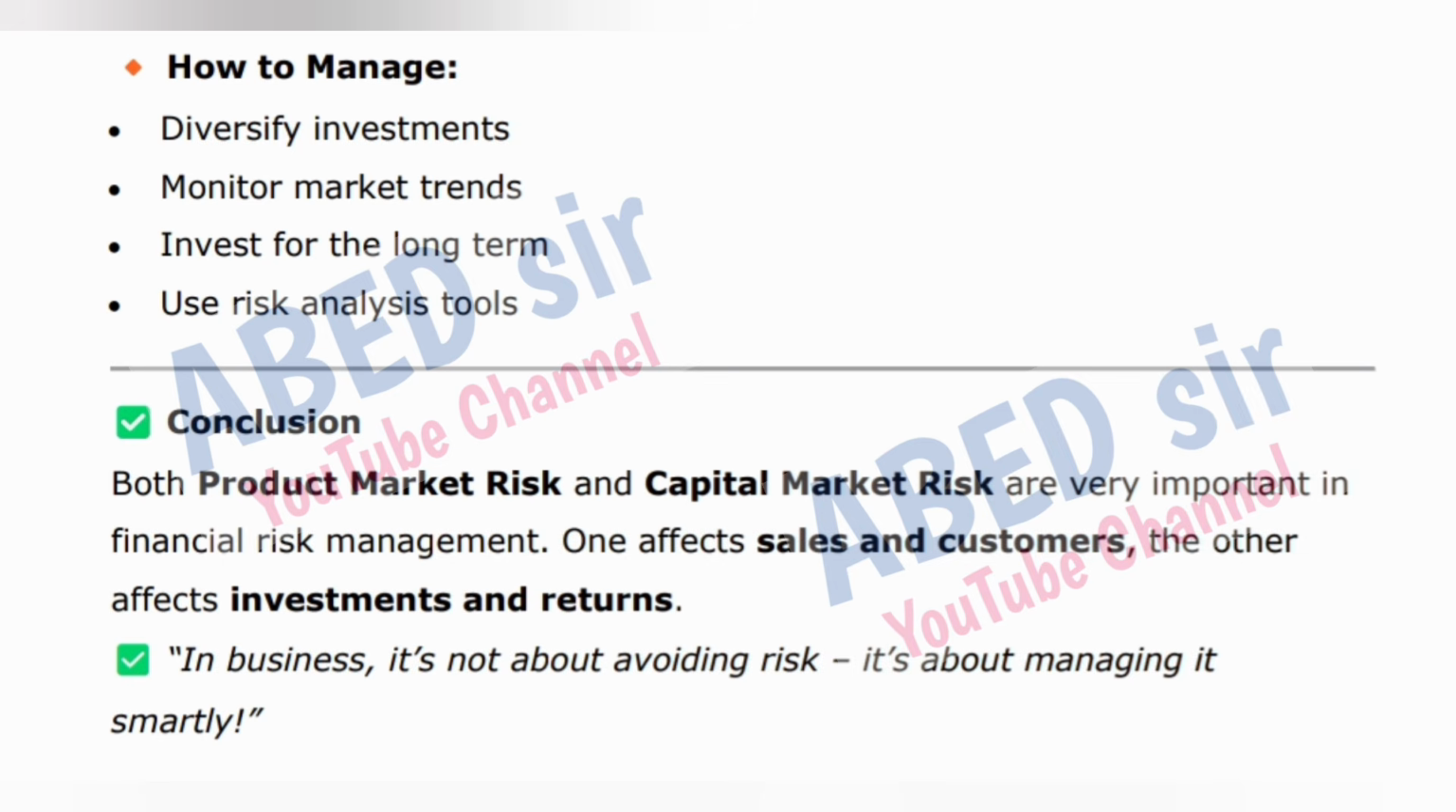How to manage? Diversify investments. Monitor market trends. Invest for the long term. Use risk analysis tools. Conclusion. Both product market risk and capital market risk are very important in financial risk management. One affects sales and customers, the other affects investments and returns. In business, it's not about avoiding risk, it's about managing it smartly.